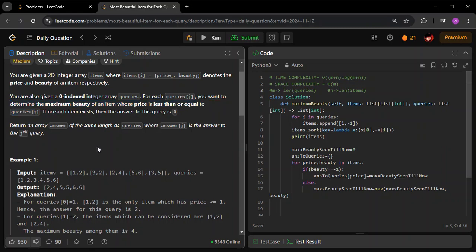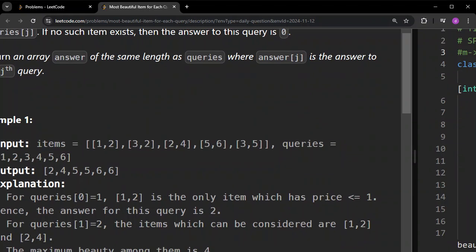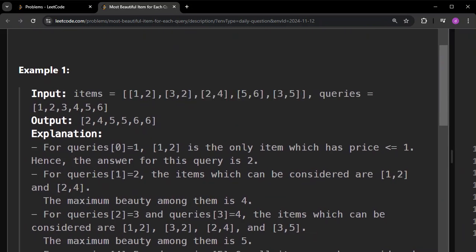So what we have to do: this is the price, this is the beauty. Similarly, this is the price, this is the beauty. Nowhere is it mentioned that they are sorted, so they are randomly given as they are. Now, let us say these are the queries. For each of them I have to return an answer. For example, here the price is 5. That means among all the items which have a price less than or equal to 5, what is the highest beauty that we can get?